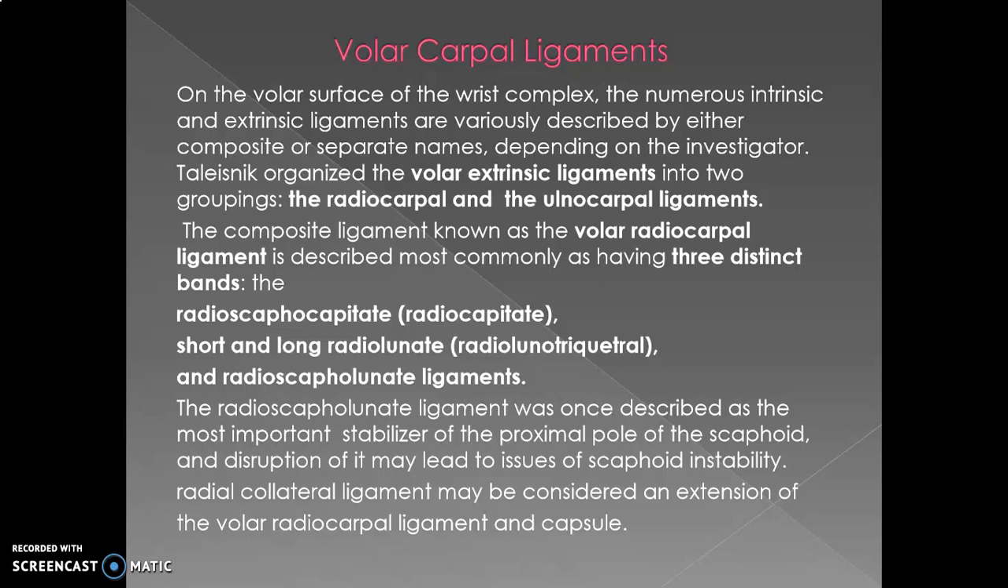The radioscapholunate ligament was once described as the most important stabilizer of the proximal pole of the scaphoid, and disruption of it may lead to issues of scaphoid instability. Radial collateral ligament may be considered an extension of the volar radiocarpal ligament and capsule. So we have these ligaments. Radial collateral ligament is also sometimes considered as the volar radiocarpal ligament and the capsule together.